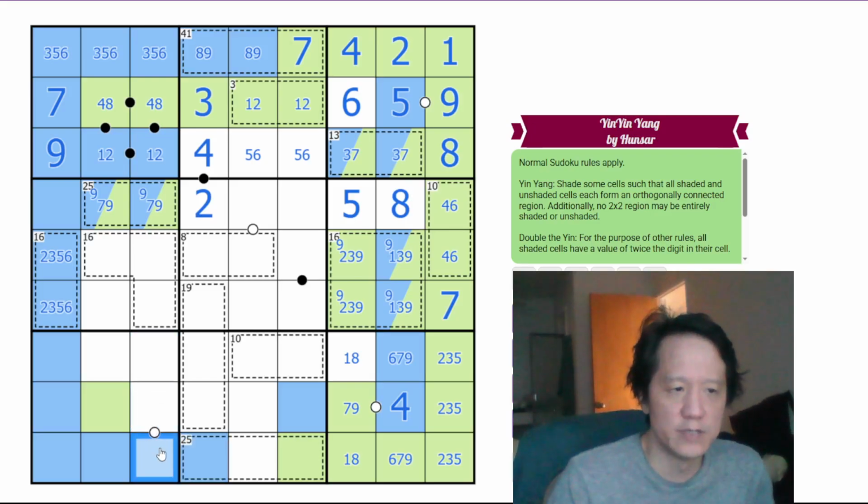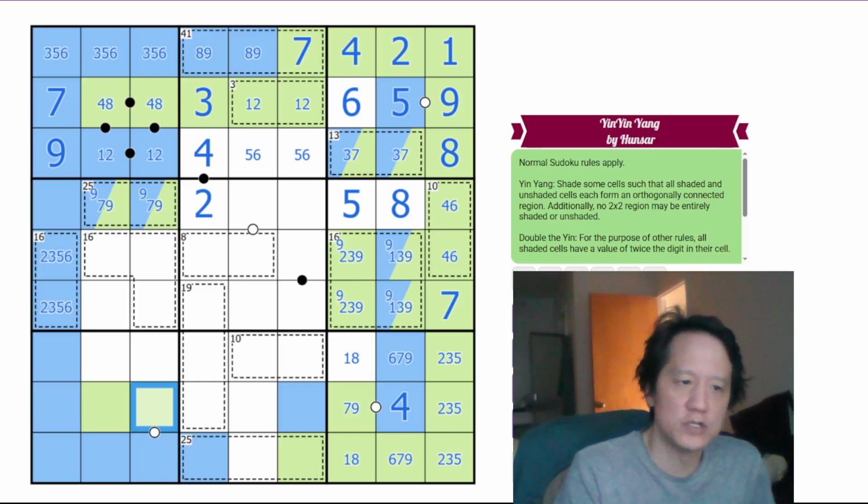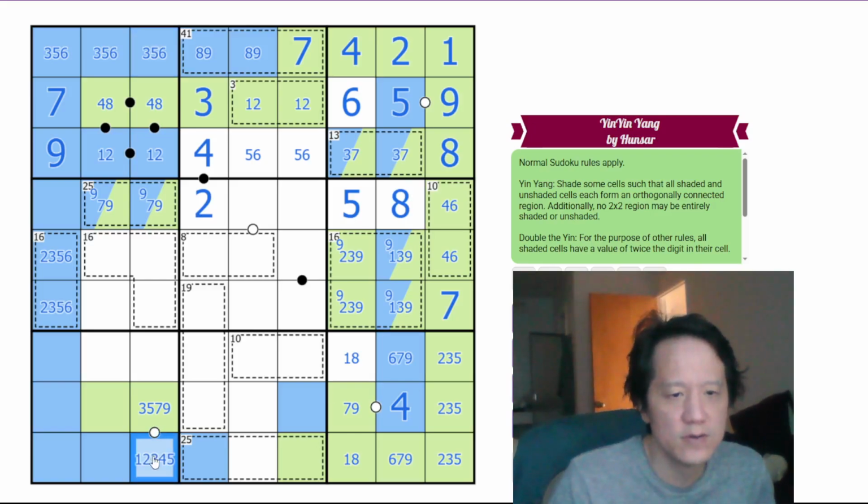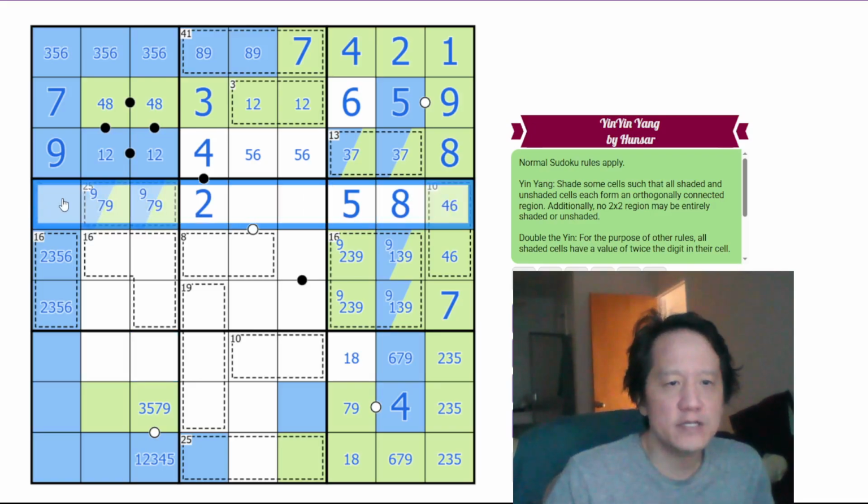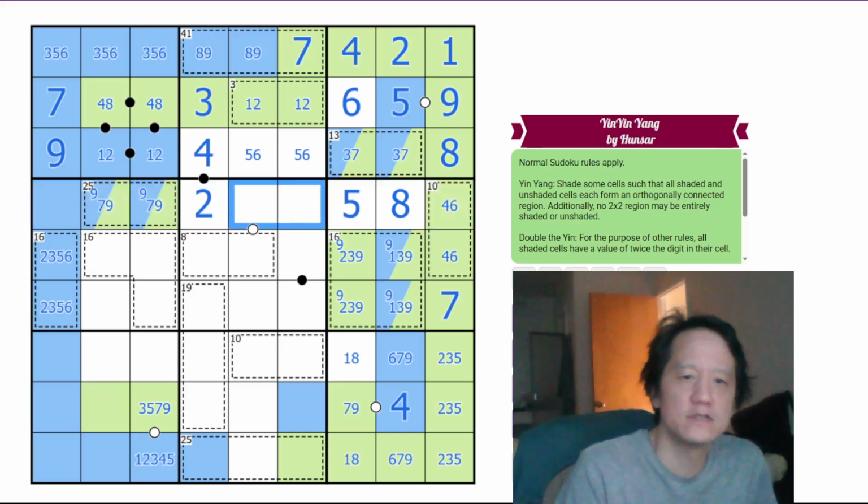This digit is doubled, and it's consecutive with another digit. So this must be an odd digit. So this is 3, 5, 7, 9. This could be consecutive with 1 through 5 doubled. Okay. The remaining digits in row 4 have to be 1, 3, 4, and 6.